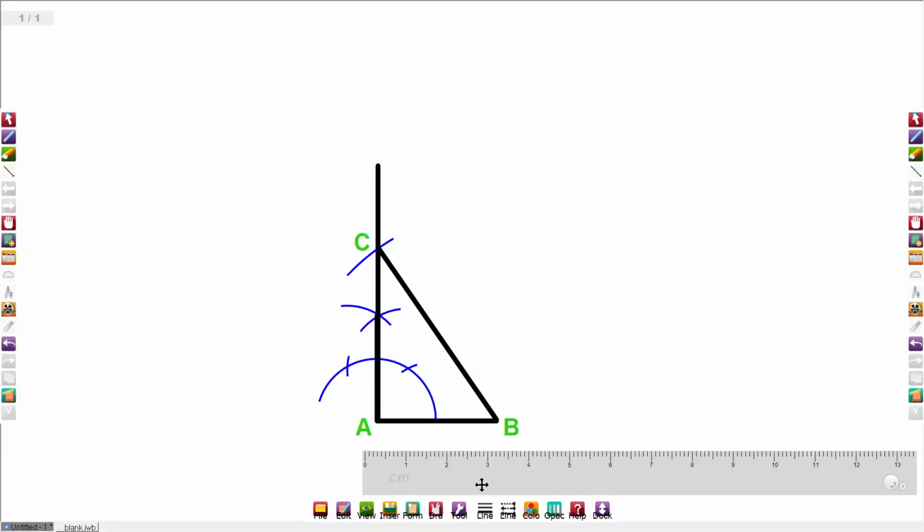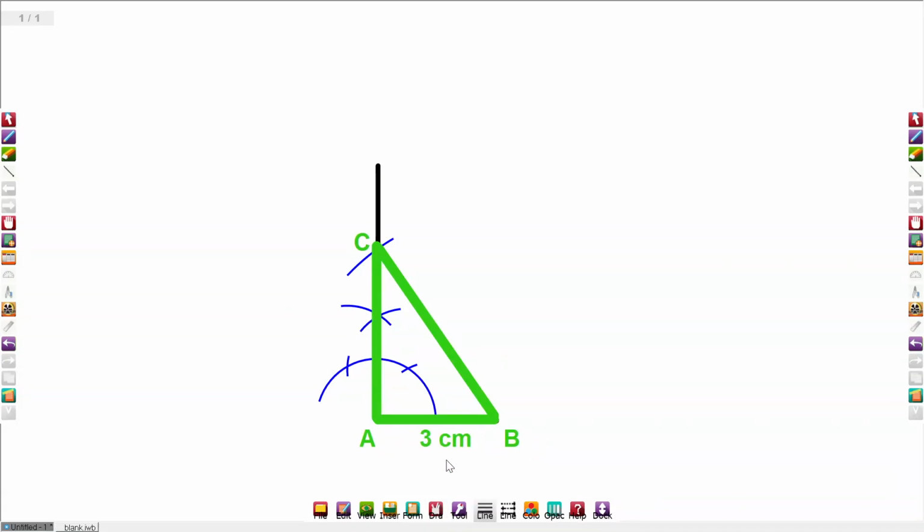Label the intersection point as point C, and we obtain right angle triangle ABC with right angle at A, side AB measuring 3 centimeter and side BC measuring 5 centimeter. Of course, we can erase the excess lines that we have drawn if we like.